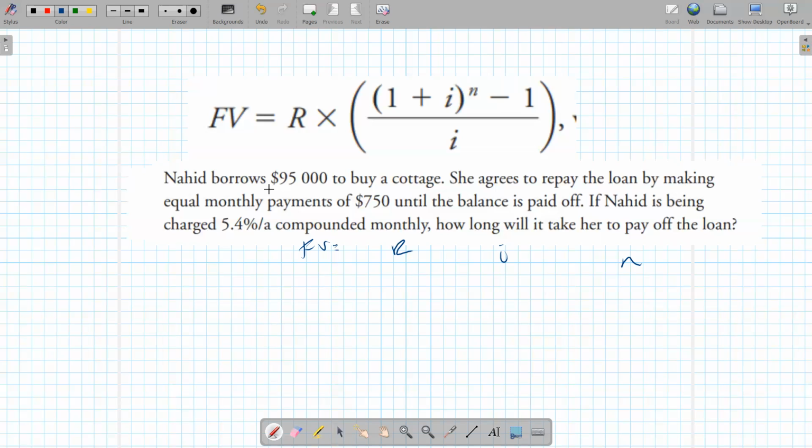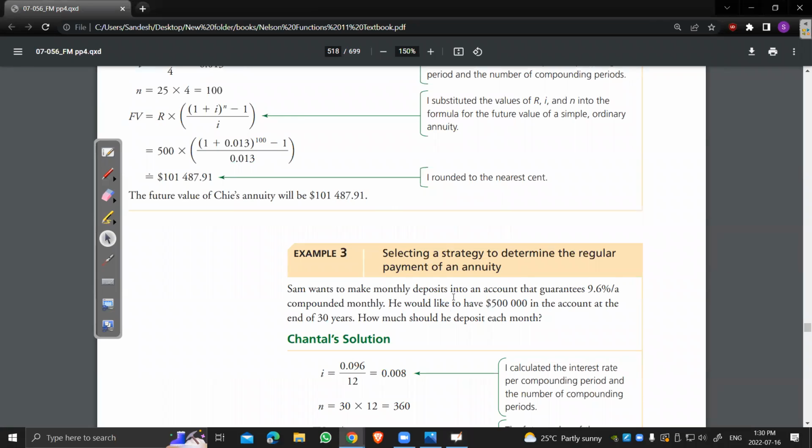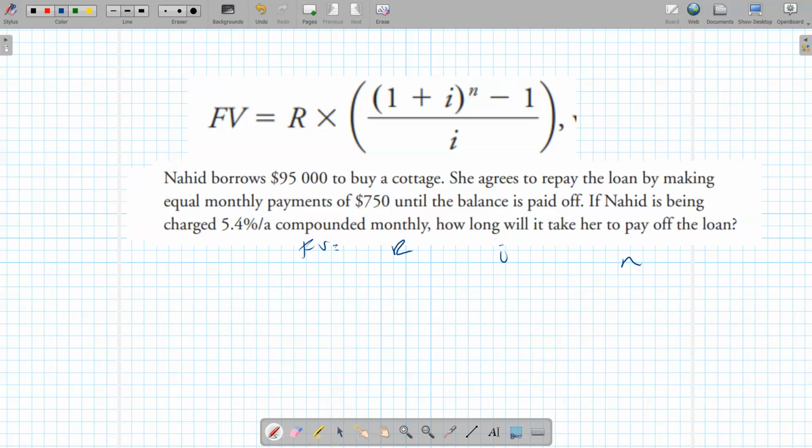And you can think of it that way as well, right? This person's borrowing the money right now. Look at the difference between this question and the last question. In the last question, he would like to have this at the end of 30 years, right? In this question, this person wants this money today, and they get it because they're borrowing, and they're going to pay it off later, right? Okay. So this is not a future value question. This is a present value question.